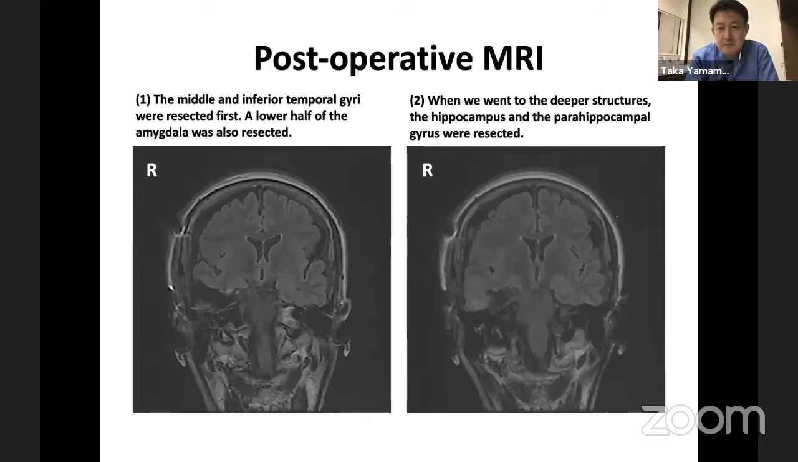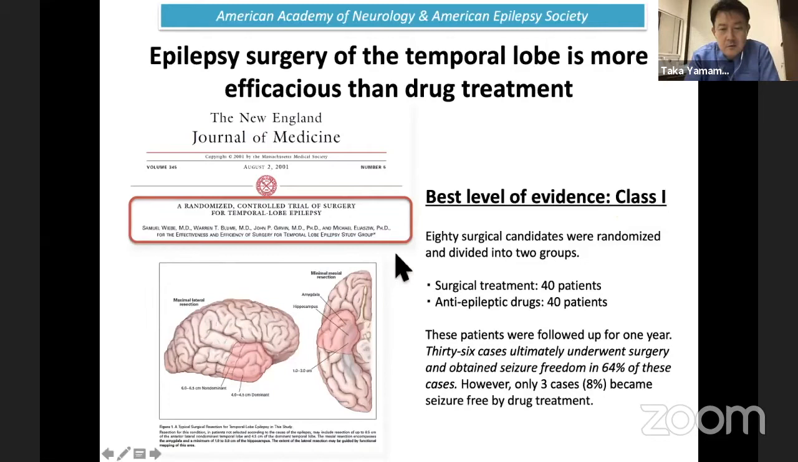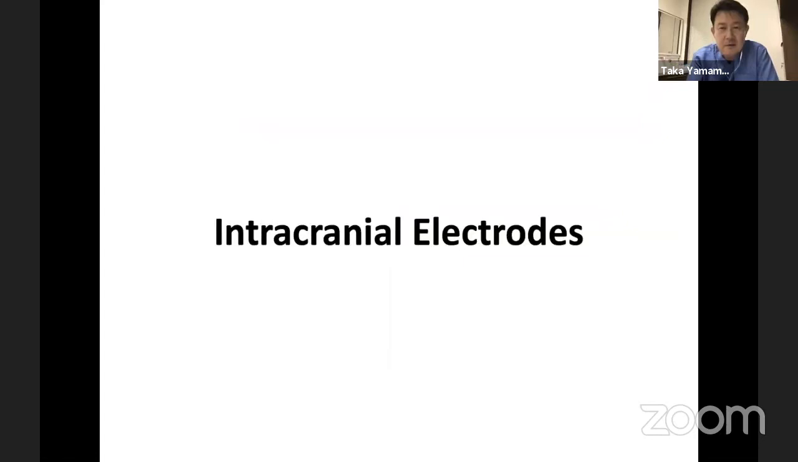This is temporal lobe surgery. The best level of evidence is the randomized trial written by Dr. Wiebe, a famous person from the University of Calgary, and published in the New England Journal of Medicine. This is a very famous journal. So please read this article, particularly the young neurosurgeons. And then the next one is the intracranial electrodes, but this is kind of old-fashioned.